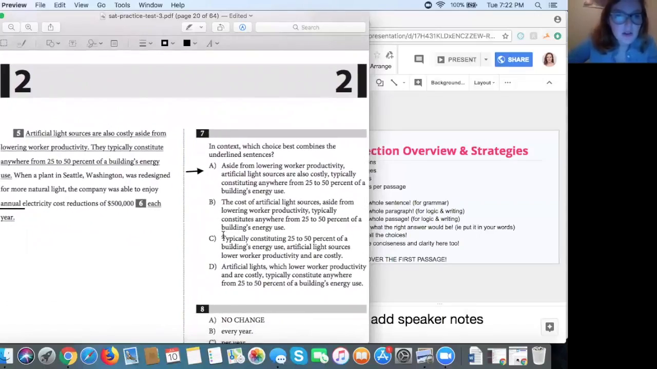"Artificial light sources are also costly aside from lowering worker productivity. They typically constitute anywhere from 25 to 50% of a building's energy use." In context, which choice best combines the underlying sentences? So when I am given that sort of prompt of "in context," that gives me a cue to look at the sentence before and the sentence after.